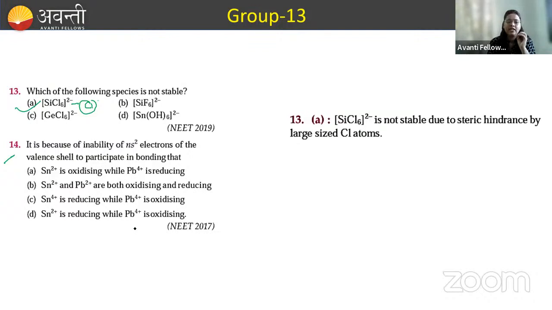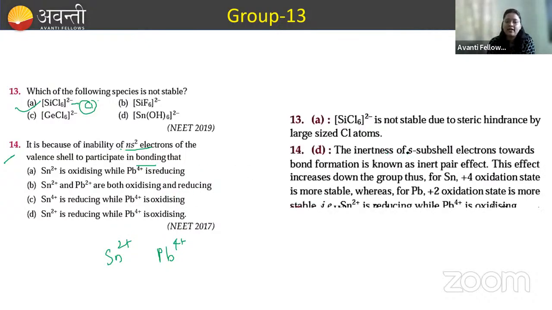पे हम लोगों को देखना है कि it is because of inability of ns2 electrons of valence shell to participate in bonding. ये जो इनएबिलिटी हो रही है, इनर्टनेस हो रहा है s इलेक्ट्रॉन्स का, वो पार्टिसिपेट नहीं कर रहे हैं बॉन्डिंग में, उस वजह से हमारा जो Sn2+ है और हमारा जो Pb4+ है ये आयंस कैसे एक्ट करते हैं, whether they are oxidizing or reducing, in that way. So here you can see the inertness of s subshell electrons toward bond formation. Such an effect is known as what? Inert pair effect.